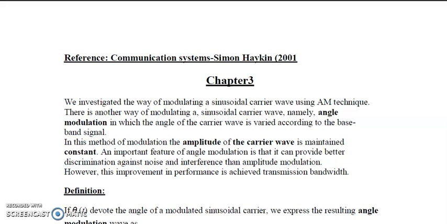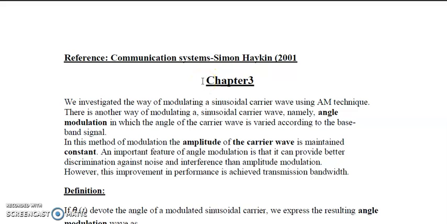Vinashila Rao, starting your online course for chapter 3, that is frequency modulation of communication system subject. For this write-up, I have taken the help of Simon Haykin's book of communication system.